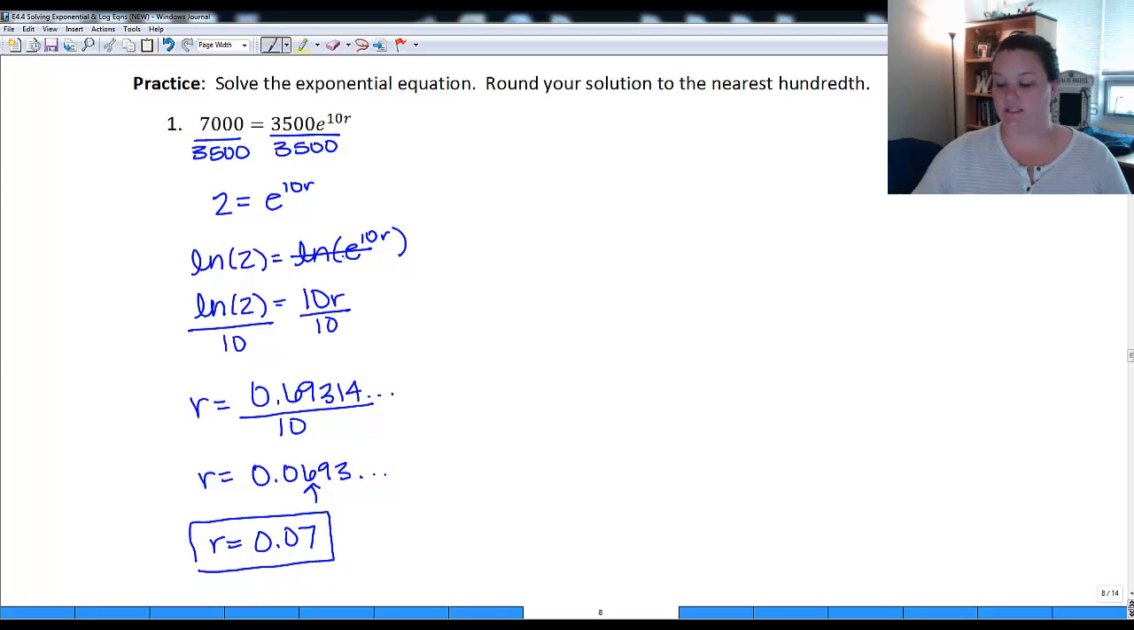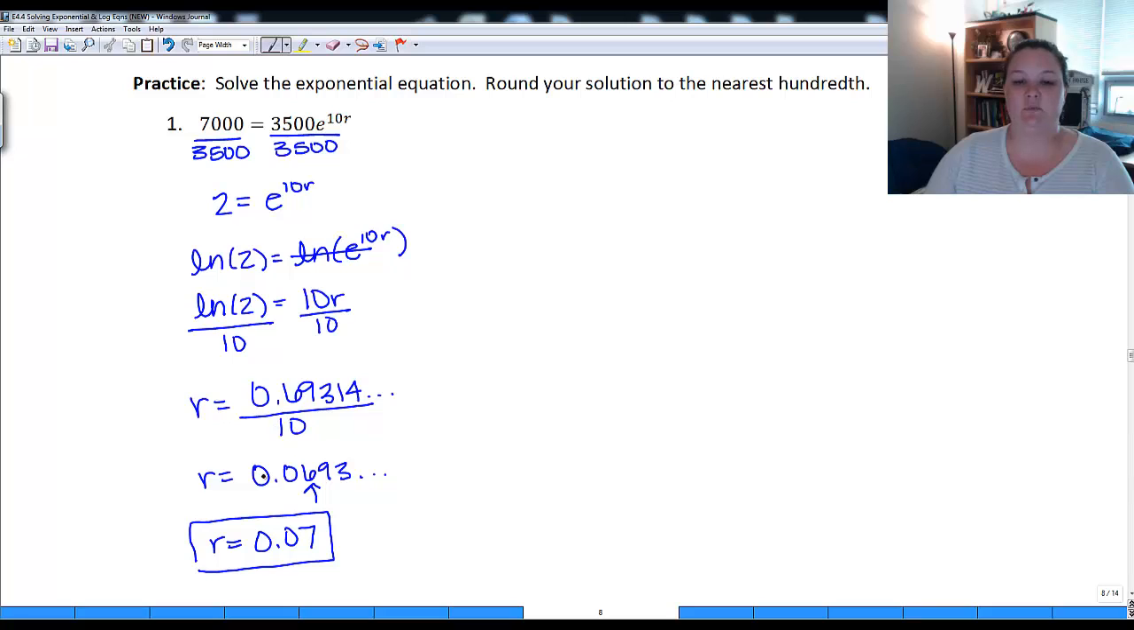All right, so this first practice problem, we need to isolate the exponential. So we're going to go ahead and divide off this 3,500. So we have 2 is equal to e to the 10r. And then because we have a base e, here obviously instead of using the common log, we want to use the natural log because we know the natural log and e will cancel. So we take the natural log of both sides, our e and our natural log cancel, which leaves us with just a 10r on the right-hand side. And then we can get r by itself by dividing by 10. Okay, and I've written here when we do ln of 2 what that should equal.